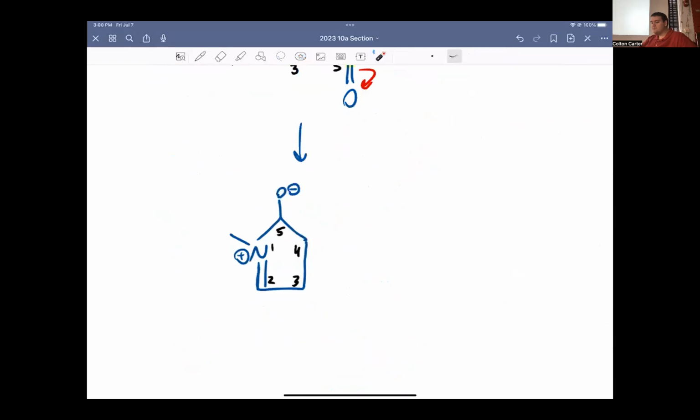So where's a situation where we saw something like this? Or actually, before we do that, we also have a negative charge and we're in slightly acidic conditions. So what do you think we're going to do next? Basically, that's my question.